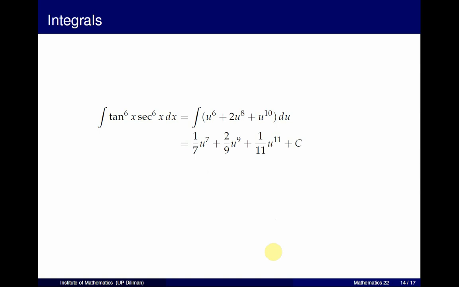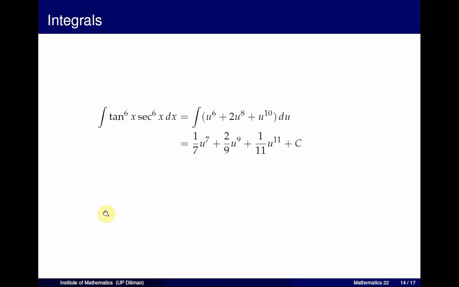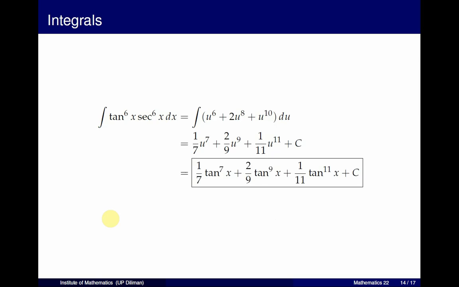Once again, what is the final step? The final step is to bring back the tangent x. So let us substitute u equals tangent x to give the final answer, which is 1/7 tangent to the 7th of x plus 2/9 tangent to the 9th of x plus 1/11 tangent to the 11th of x plus c. And that's it.